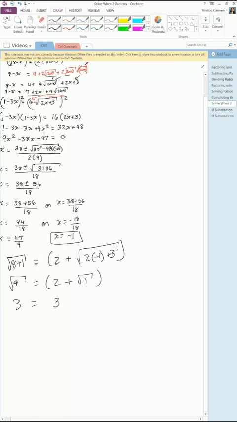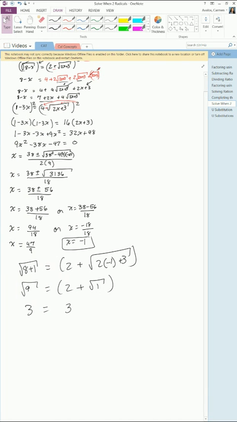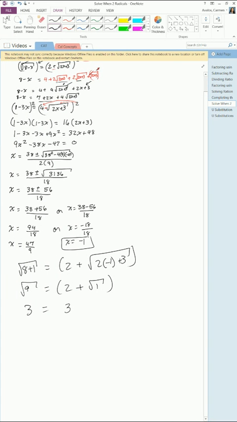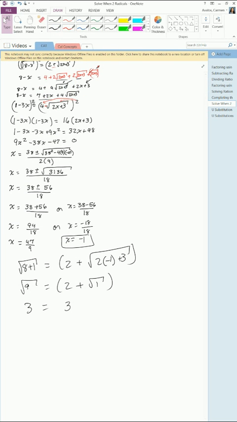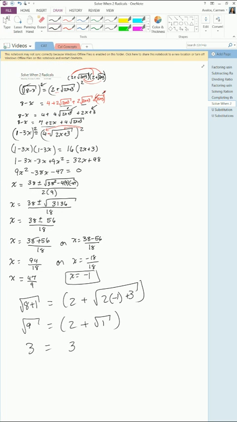Go ahead and I'm running out of time. So go ahead and try to do the 47 over 9 in there and see if that also gives you a solution. And it should. So then you could see that both are going to be an answer. Okay.